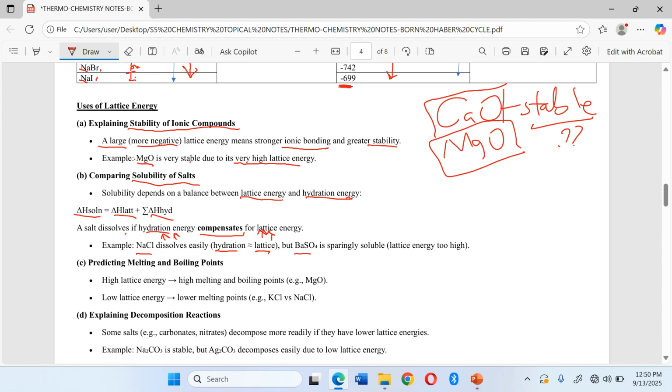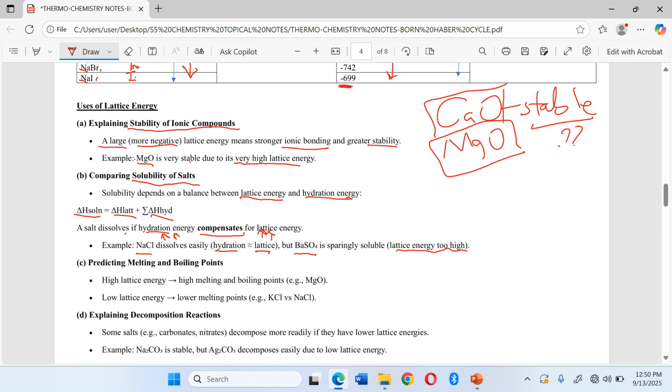But in barium sulfate, which is sparingly soluble, lattice energy is too high. When lattice energy is too high, this substance is very stable. It has a stronger electrostatic force of attraction, and therefore breaking its bonds becomes very difficult. Thus, it needs more energy to break it, and therefore it is not very soluble compared to the other one, which has hydration energy that compensates the lattice energy.